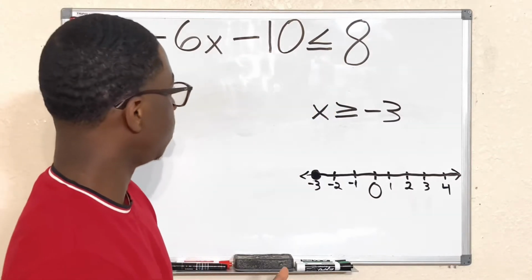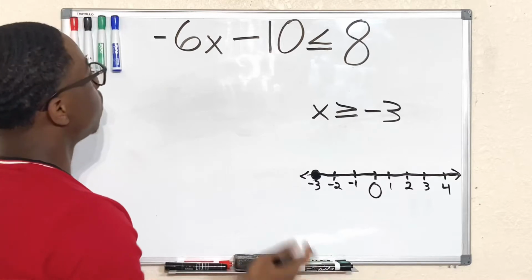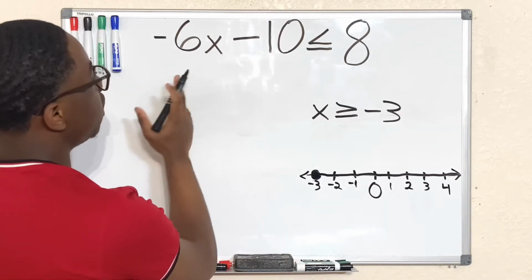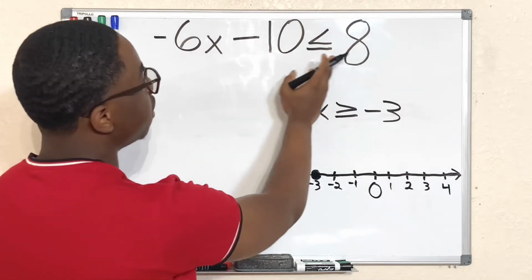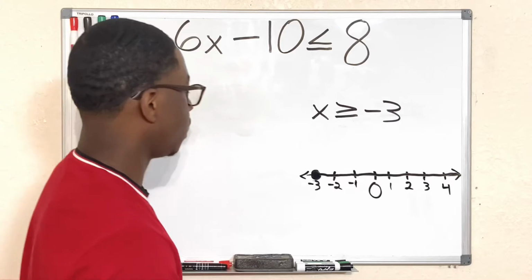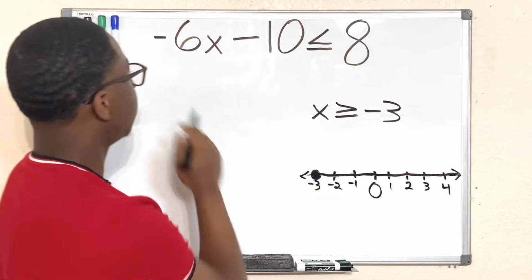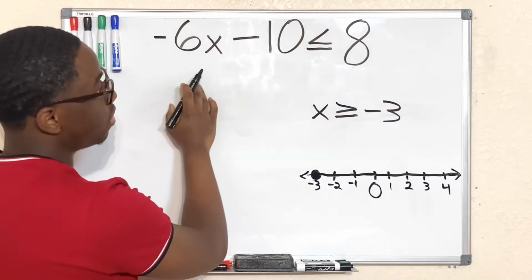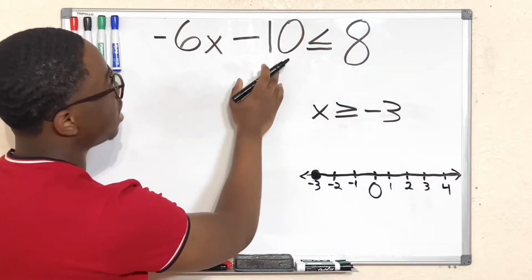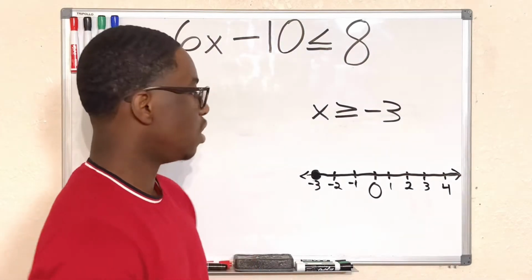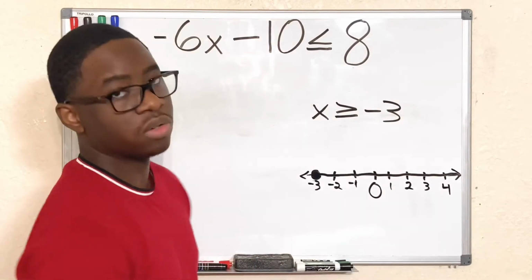And let's put that to good use. Let's say we get 0. Negative 6 times 0 is going to give us 0, and negative 10 is less than or equal to 8. Now let's try a number opposite this rule to check. Negative 4. Negative 6 times negative 4 is going to give us a positive 24, and 24 minus 10 is going to give us 14, and 14 is not less than or equal to 8. So therefore we know that our answer here is correct.